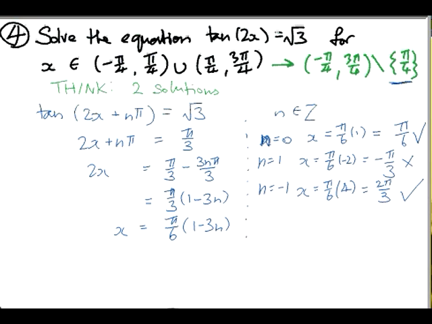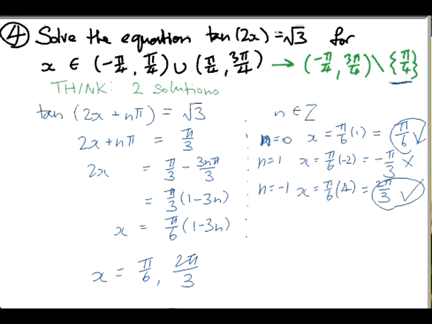Now, you know that if you were to add any more, because each time you put in an n, so if you were to put in n equals negative 2, you'd get x equals 7 pi on 6, which is definitely bigger than 3 pi on 4. So you know that's not going to work. So there you go. Our two solutions are found. And at the very bottom, remember, you need to give them the answers. You can't just leave it like this. You're just going to say x equals pi on 6 or 2 pi on 3.